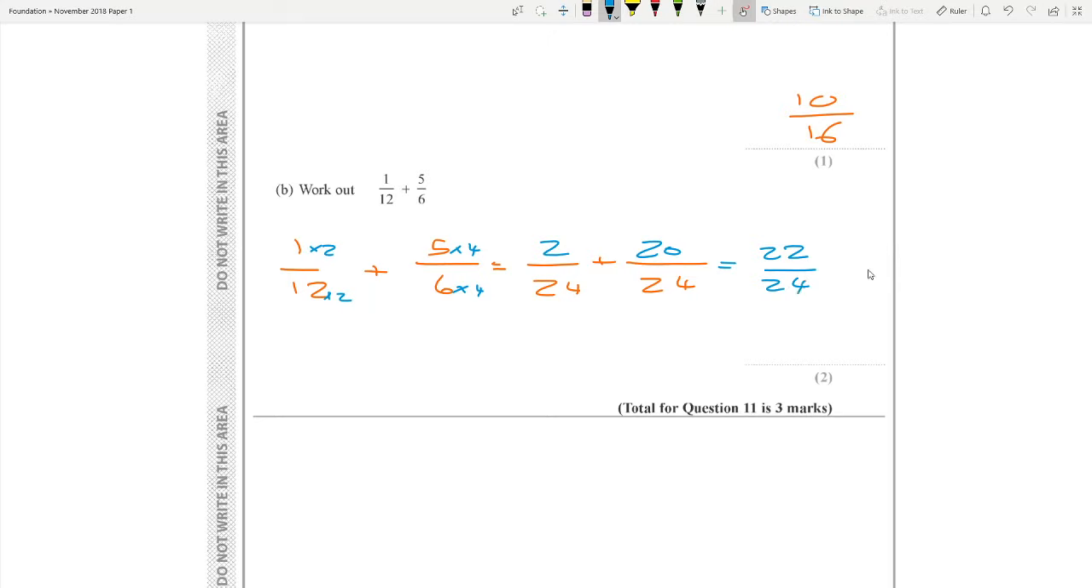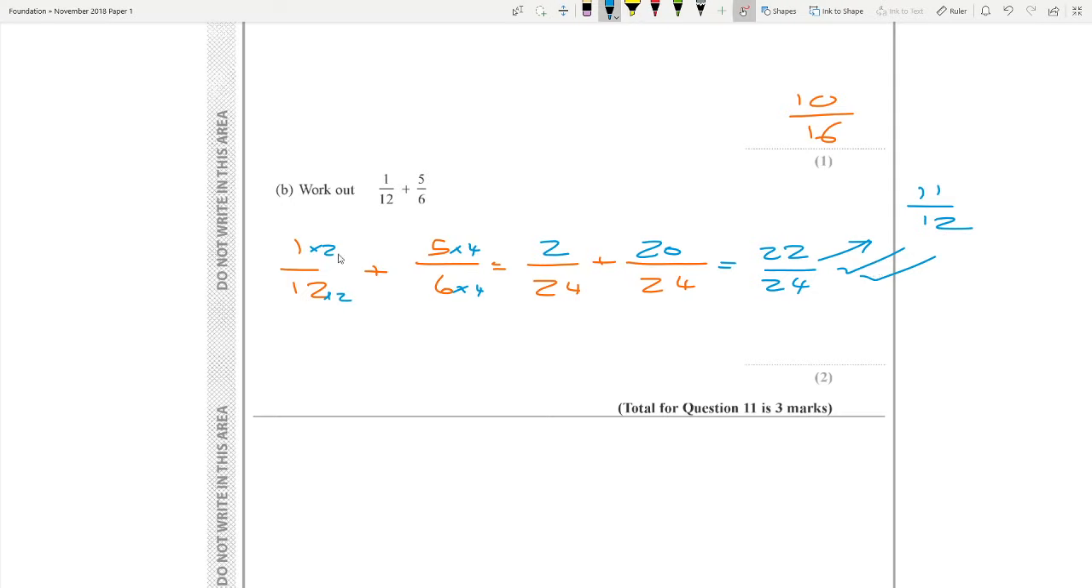Now in this particular question, that's correct. You'll get 2 marks for that. Why? Because the question doesn't ask you to simplify it. Sometimes a question like this will give you the question and they say give your answer in its simplest form. Here the question doesn't ask you, so you're okay to do that here. You can leave your answer like that, you'll get 22 over 24, or you can cancel it down, divide both by 2, you'll get 11 over 12.